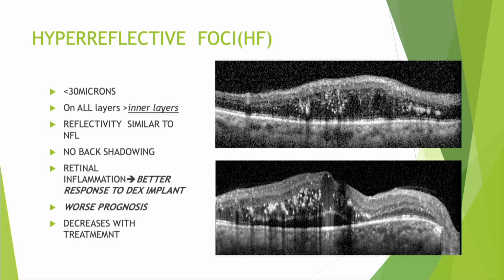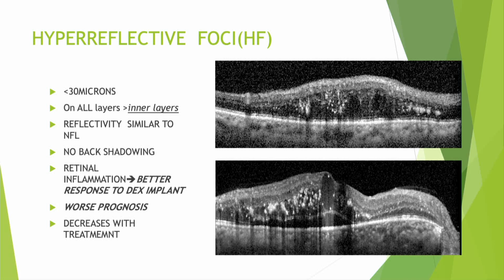The hyperreflective foci are seen in most vascular conditions, also seen in diabetic retinopathy. You have these distributed mostly in the inner retinal layers, and their size is less than 30 microns, and the reflectivity is similar to the nerve fiber layer. They are biomarkers of retinal inflammation, and these patients do better with steroid implants.